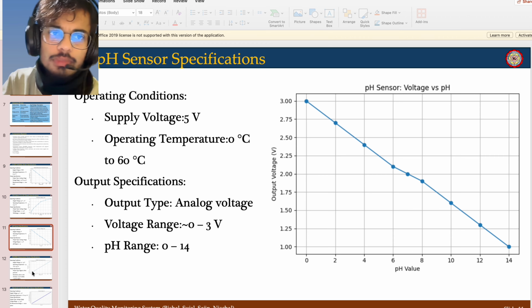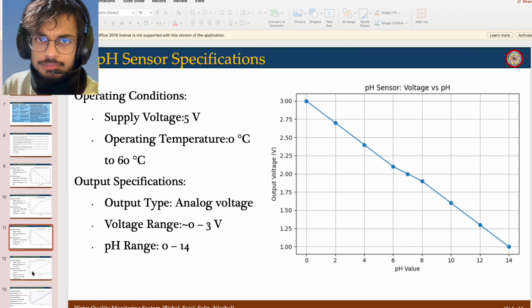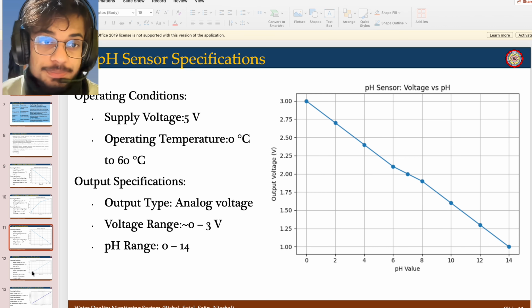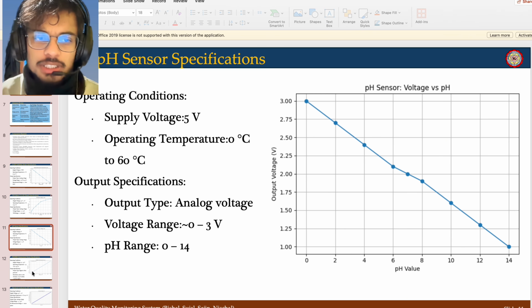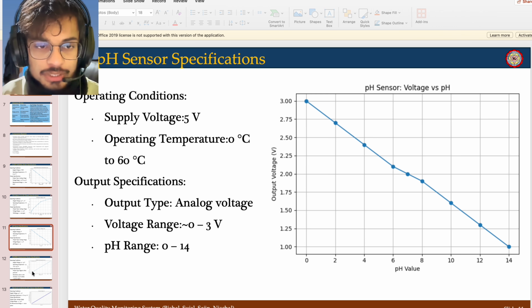Let's move on to the pH sensor specification. The pH sensor's supply voltage is 5 volt, the operating temperature is 0 degree Celsius to 60 degree Celsius, and the output is analog voltage with a range of 0 to 3 volt. The pH range is 0 to 14.